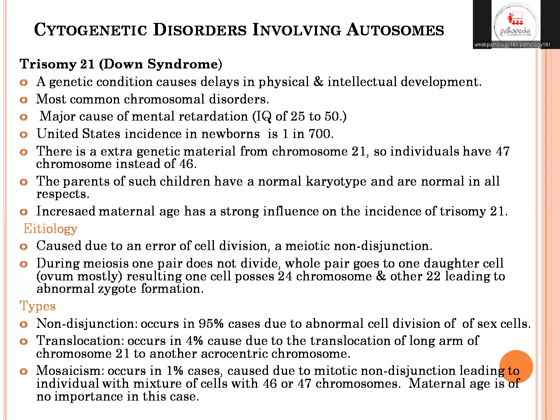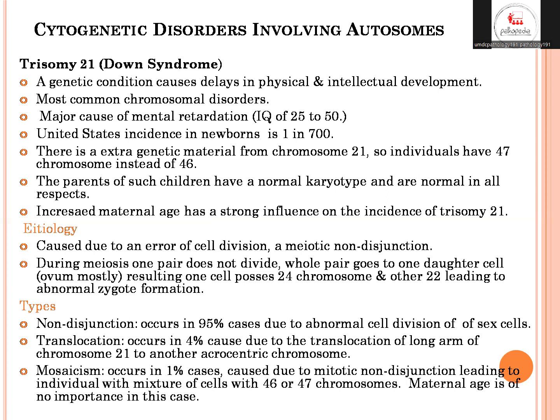Cytogenetic disorders involving autosomes. Trisomy 21 is one of the cytogenetic disorders involving autosomes, also called Down syndrome. It is a genetic condition that causes delays in physical and intellectual development. It is a major cause of mental retardation in which the IQ level is 25 to 50. US incidence in newborns is 1 in 700. There is extra genetic material from chromosome 21, so individuals have 47 chromosomes instead of 46.